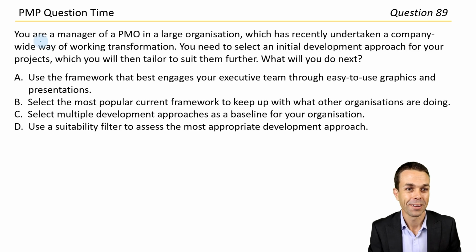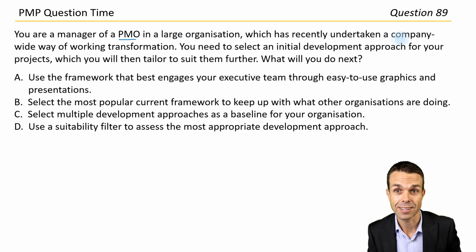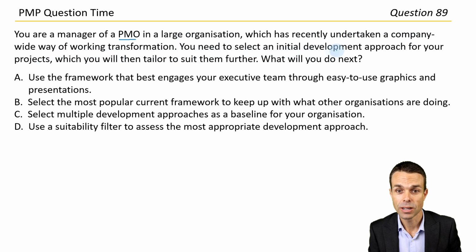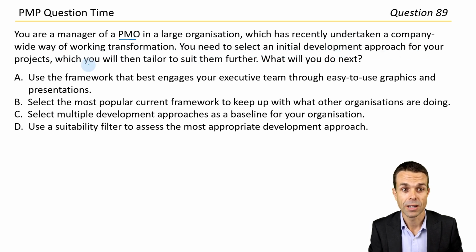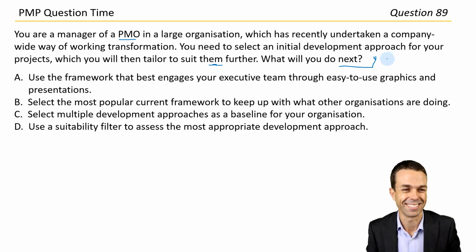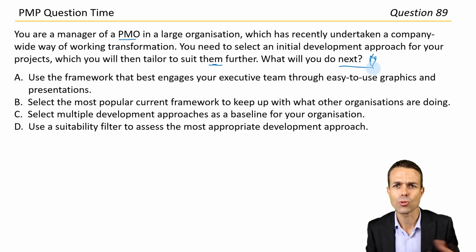Let's do this. You're a manager of a PMO in a large organization which has recently undertaken a company-wide way of working transformation. You need to select an initial development approach for your projects, which you will then tailor to suit them further. What will you do next? Okay, an initial development approach, and then we're going to tailor that. So we've learned all our lessons from the past questions that we just had, and now it's time to select an initial approach before we tailor it. How do we do that?